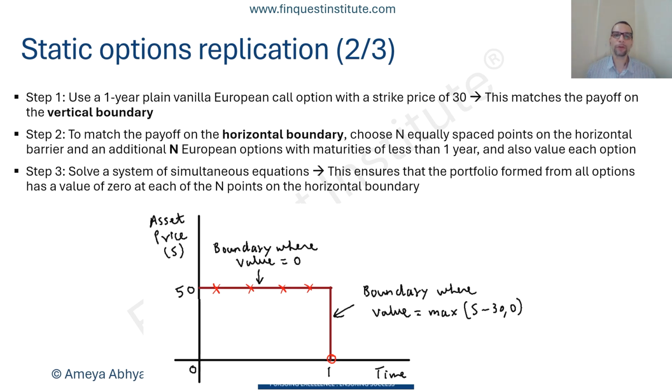So we look at n European options which have a maturity of less than 1 year, and we'll value each of these options. Now we are expected to solve a system of simultaneous equations, because we have n options which we are looking at. If we are able to solve these equations simultaneously, then this ensures that the portfolio created from all of these vanilla options will have a value of 0 at each of the n points on the horizontal boundary. So this is going to allow us to do the hedging which we are looking for.